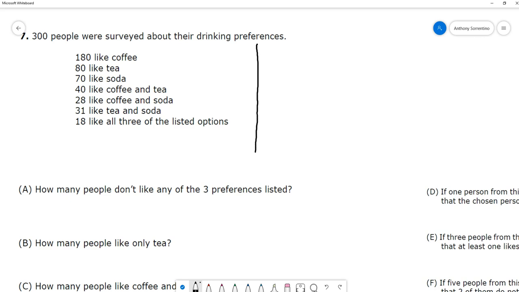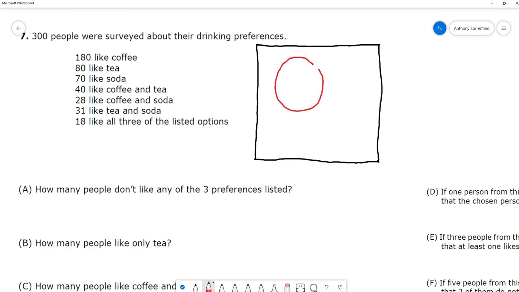And so I have my entire population. So everything that's within the rectangle should add up to 300. And I have 3 circles. I have those that like coffee. I'm just going to say that's C. I have those that like tea. And since I do have those that like both, I know they do overlap. And I have those that like soda. And I know there's overlaps. And there's actually an overlap where all 3 are preferred. And so I know I'm going to have a Venn diagram that overlaps just like that.